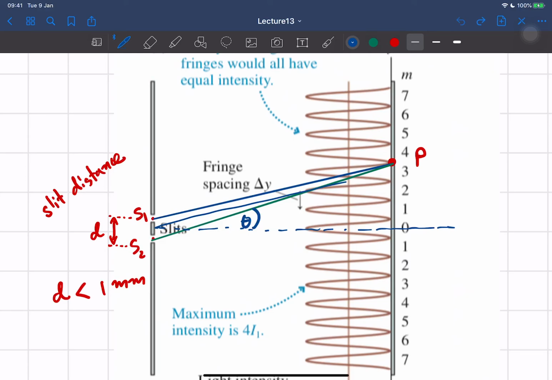But because this line is very close to that line in terms of being parallel, it doesn't matter which angle I use, it's going to be the same angle. This is something you probably need to think about a little bit. The role of this angle is to locate P. If you know the angle, you know where P is on the screen. That's the whole point here.